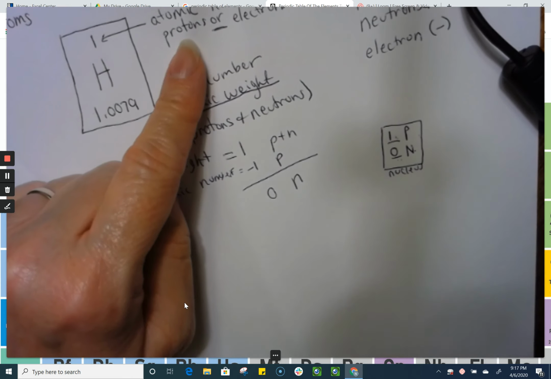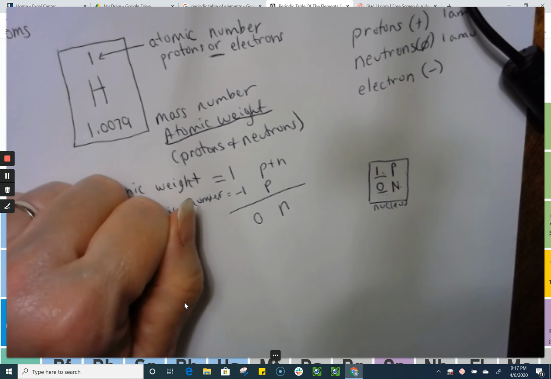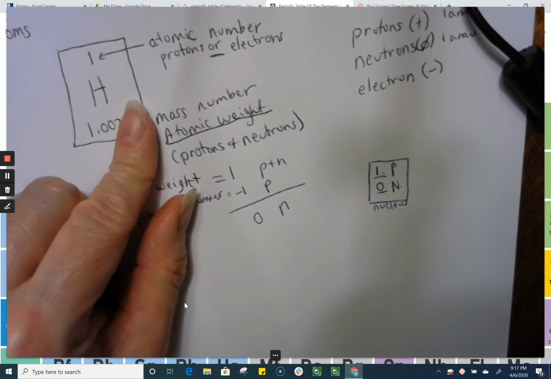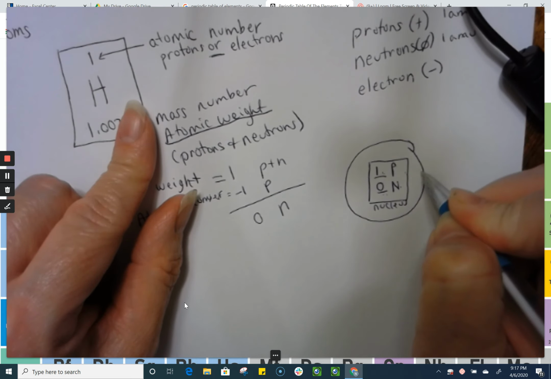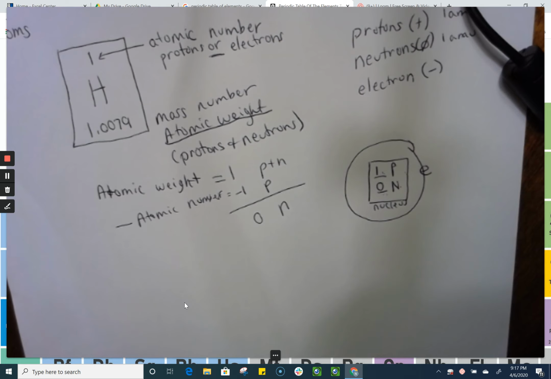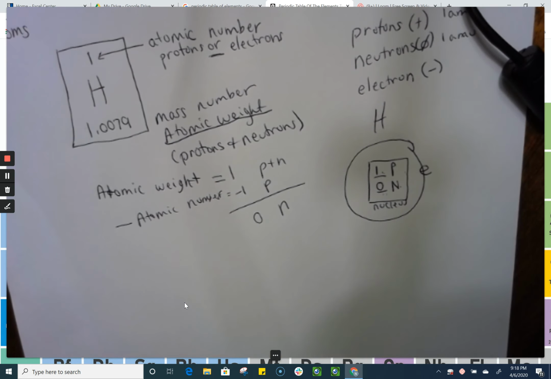Now, I also told you that the atomic number can be the number of protons or it can be the number of electrons. So hydrogen will have 1 electron, and it will go in its first orbit or energy level. The larger the atoms we discuss, the more energy levels they have, but they do follow a pattern. So that is how you diagram a typical atom of hydrogen.